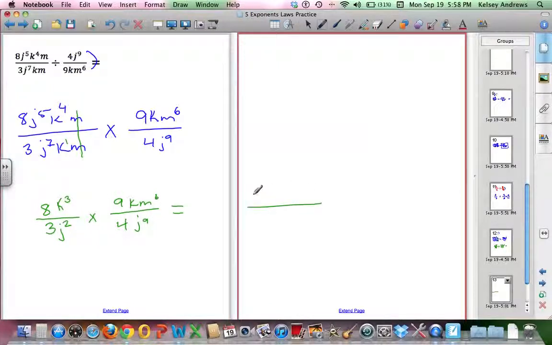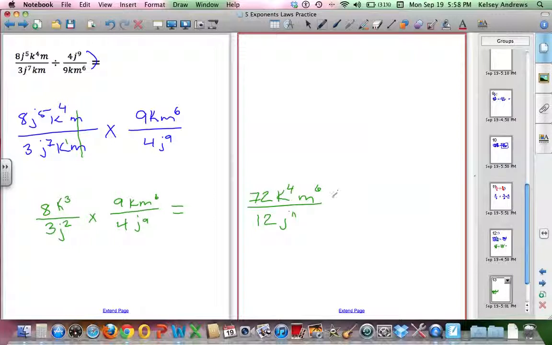So in the numerator, we have 8 times 9 is 72. k cubed times k to the first is k to the fourth. We add those exponents, and m to the sixth. Okay, in the denominator, we have 3 times 4 is 12. J squared times j to the ninth, that's j to the 11th.